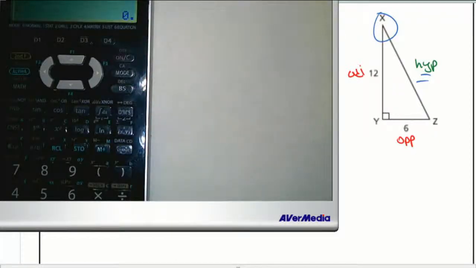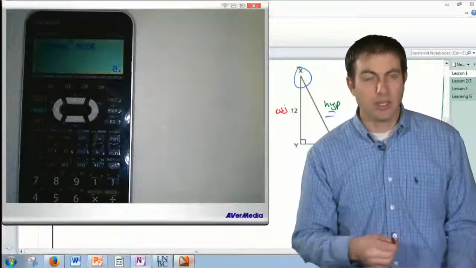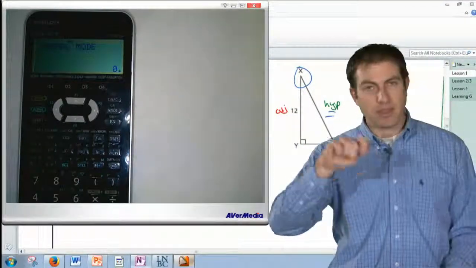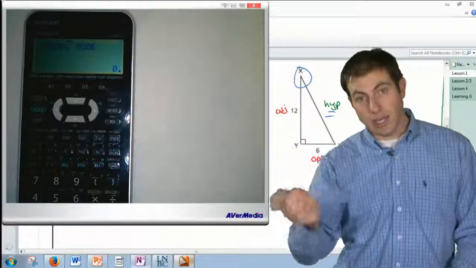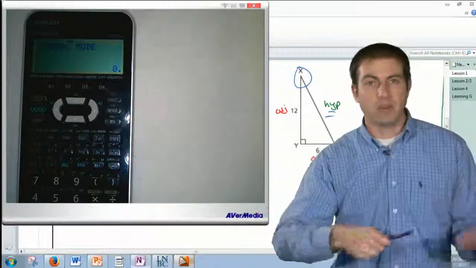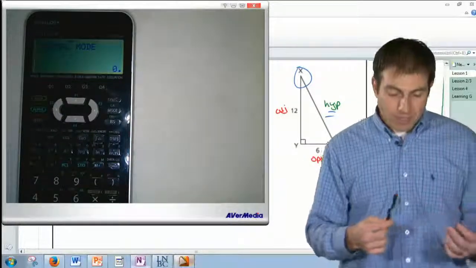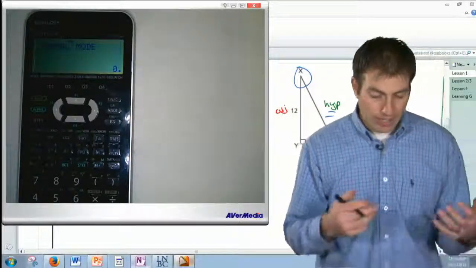So it's important that you figure out how to use your calculator. Some calculators you're going to push the tangent button, then the angle. On others, you'll push the angle, then the tangent. Just depends on what you're trying to find. So in this case, it's important that I actually find the angle.